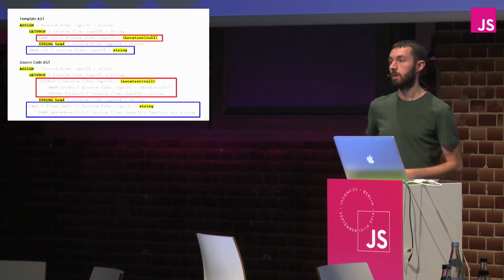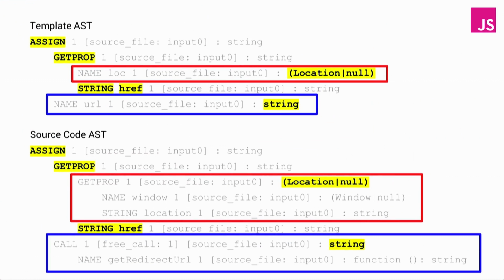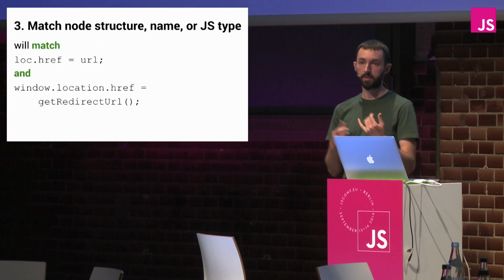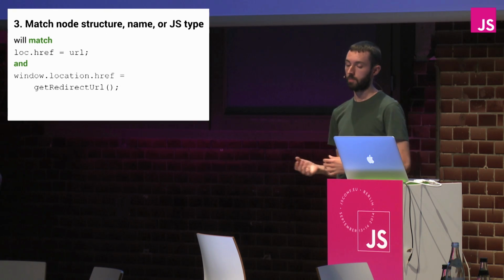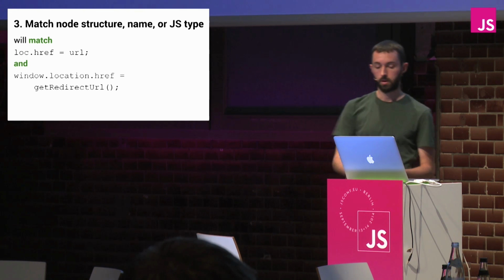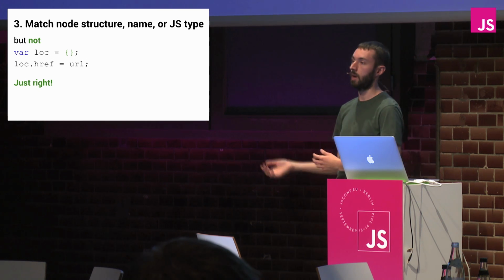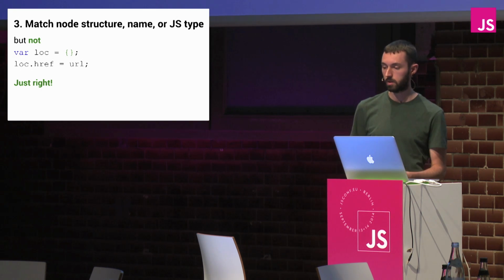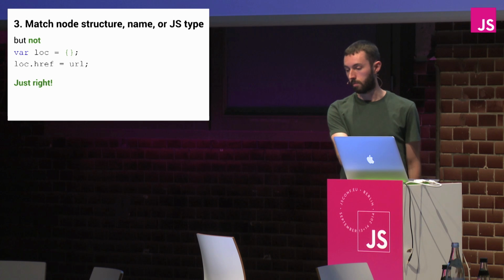And so here, you see that the boxes correspond. These ASTs are different, but they resolve to the same type. And this is OK. This is what RefasterJS matches against. And so with this, we get matching the alias case, where we have loc.href equals URL, or we have the full thing, window.location.href equals some function call. And we also don't get it if you just have an object literal and assign a property on that because it's of a different type. So this is looking pretty good. This will match the right set of code.